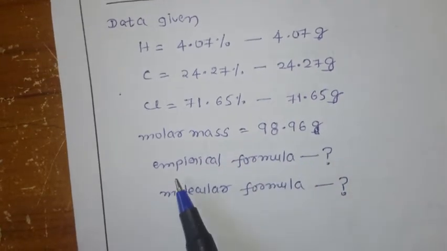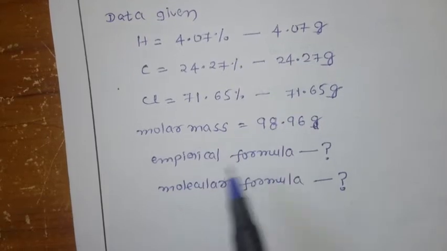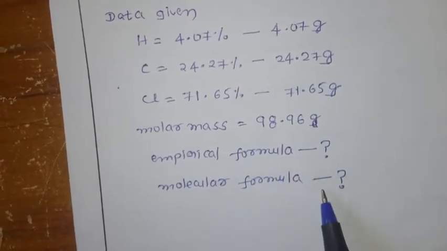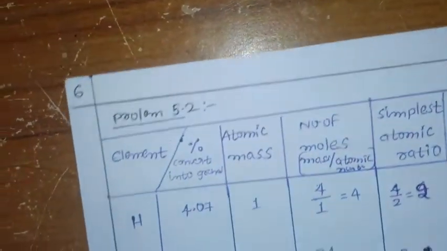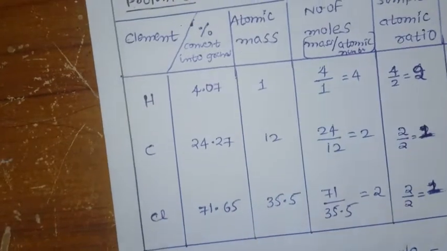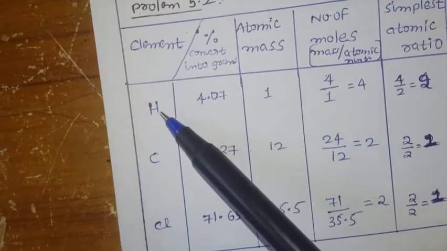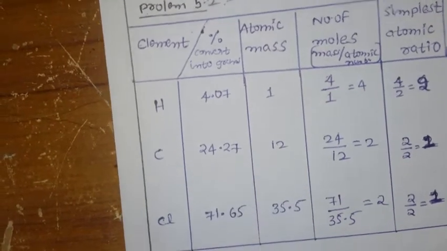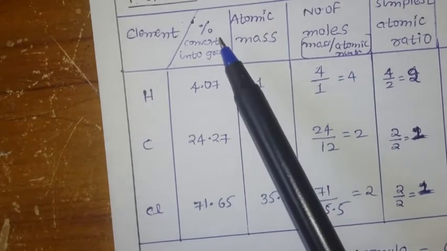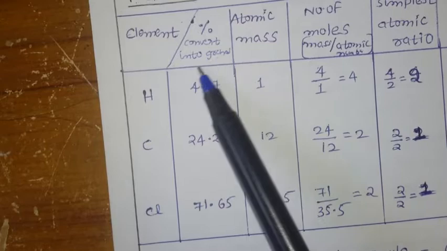Next, the molar mass of the compound is already given in the data, that is 98.96. The questions asked are: what is the empirical formula and what is the molecular formula? For understanding the calculation, I am making a table here. First I will list the elements: we have three elements, hydrogen, carbon and chlorine. The first step is to convert percentage into grams.